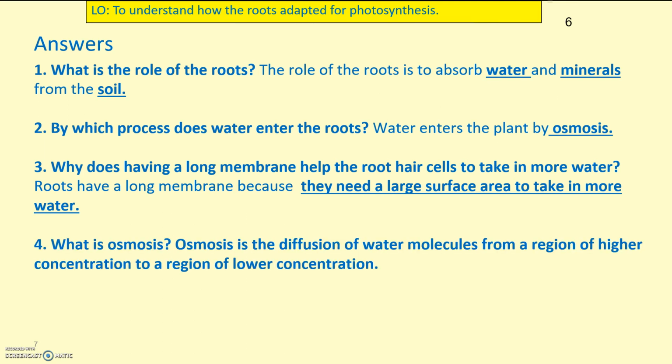What is osmosis? Osmosis is the diffusion of water molecules from a region of high concentration to a region of lower concentration. Please pause the video and correct your work now.